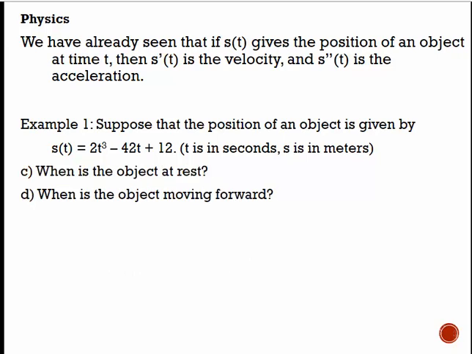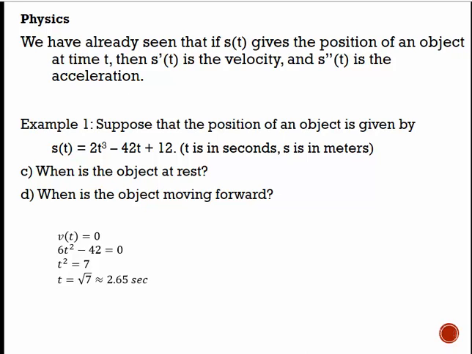When is the object at rest? When is the object moving forward? Well, the object would be at rest when the velocity is 0. Since the velocity is how fast it's moving, if it's at rest, the velocity would be 0. So we just set our velocity from the previous part, 6t squared minus 42, equal to 0. Solve that, you wind up with t is the square root of 7, or approximately 2.65 seconds.